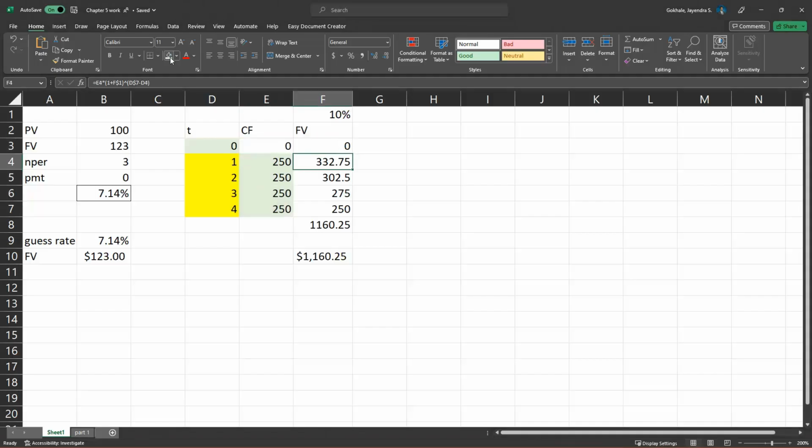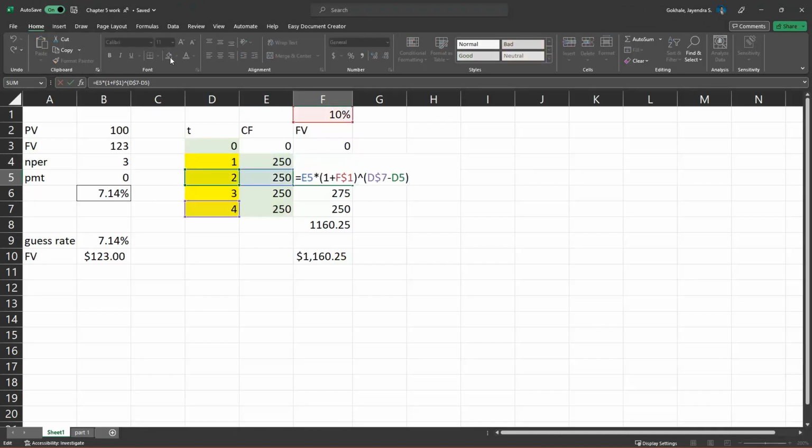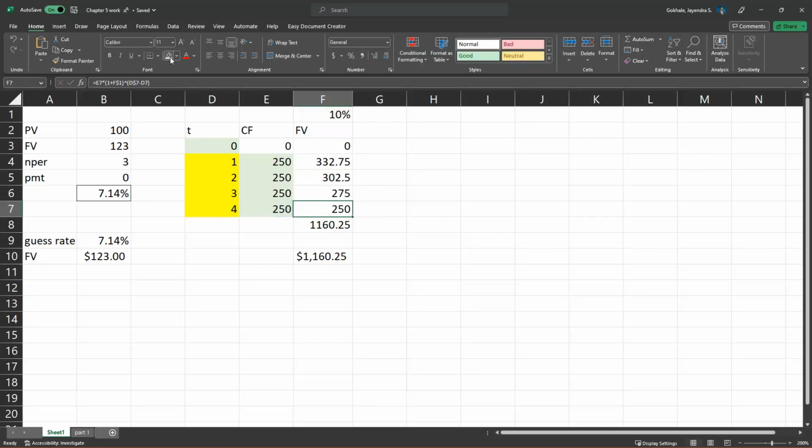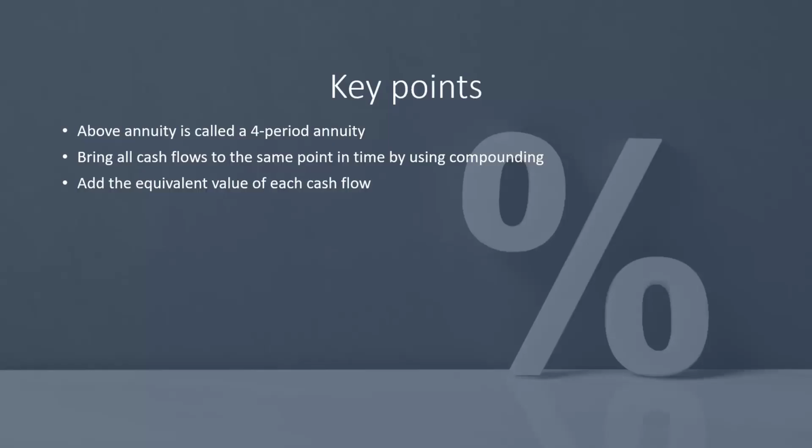So we added the equivalent value. So remember, this 332 has now gone to period 4. This 302 has gone to period 4. This 275 has been found by compounding the 250 to period 4, and the 250 is already available at period 4. So the sum total is 1160.25, or the sum of the equivalent values available for each cash flow at time t equals 4. And then this can be easily extended to multiple unequal cash flows.